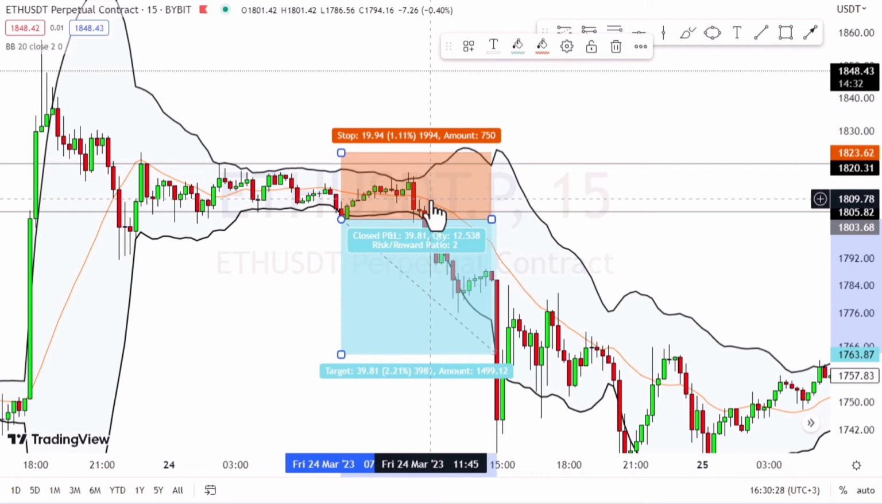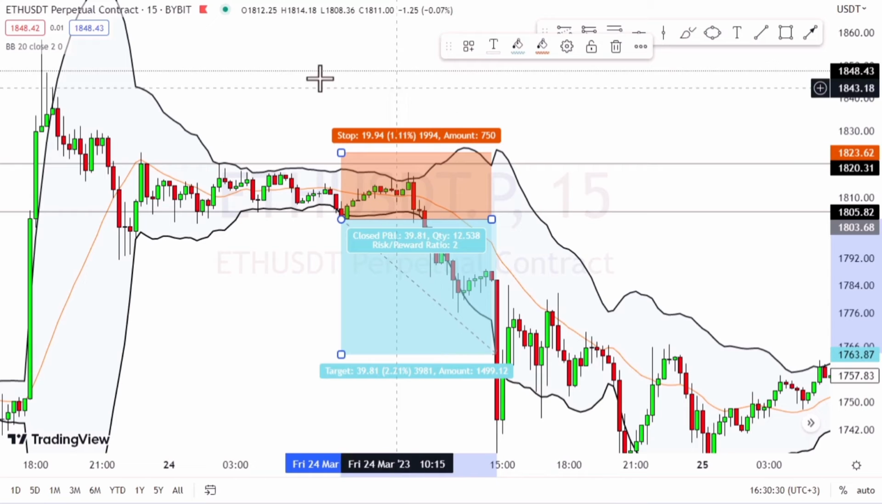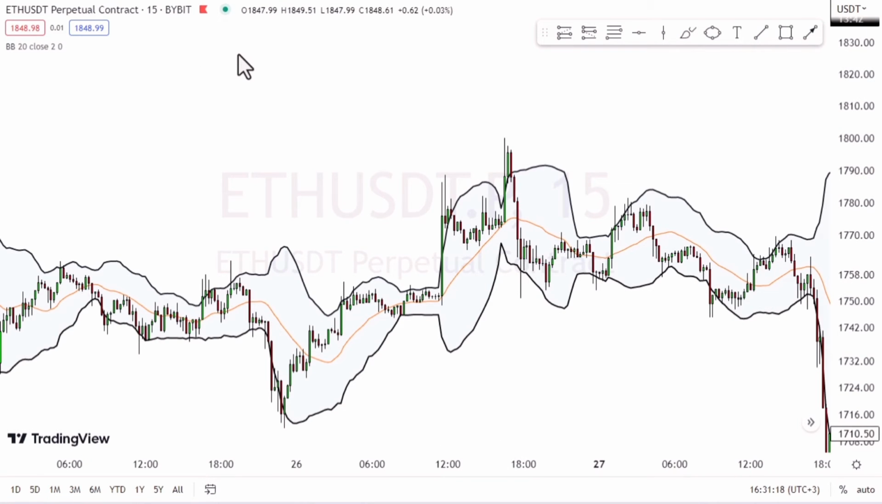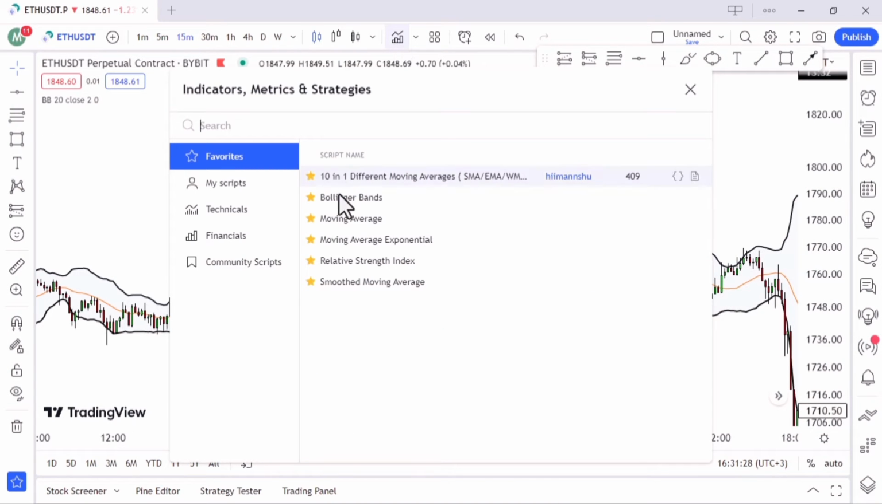Now it's time for my secret weapon, to tell you how it works. In order to do that, we need to add one RSI to the chart. So how to do that? We go here, and we had it from the previous sessions.